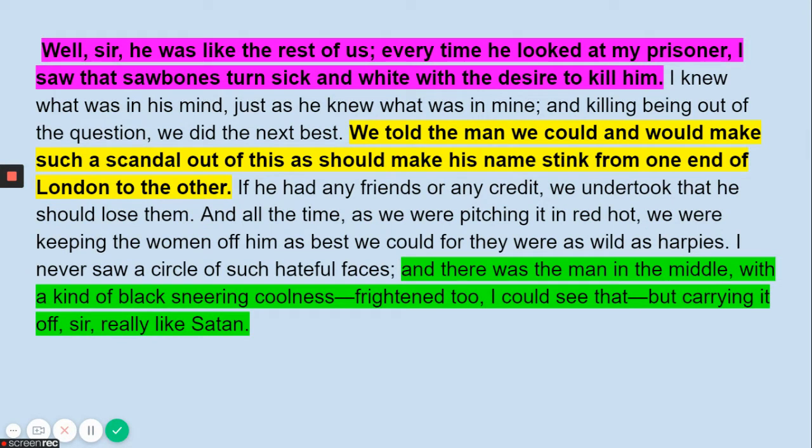Every time he looked at my prisoner, I saw that sawbones turn sick and white with the desire to kill him. I knew what was in his mind, just as he knew what was in mine, and killing being out of the question, we did the next best thing. We told the man we could and would make such a scandal out of this as should make his name stink from one end of London to the other. If he had any friends or any credit, we undertook that he should lose them. And all the time, as we were pitching it in red hot, we were keeping the women off him as best we could, for they were as wild as harpies. I never saw a circle of such hateful faces. And there was the man in the middle, with a kind of black, sneering coolness, frightened too, I could see that, but carrying it off, sir, really like Satan.